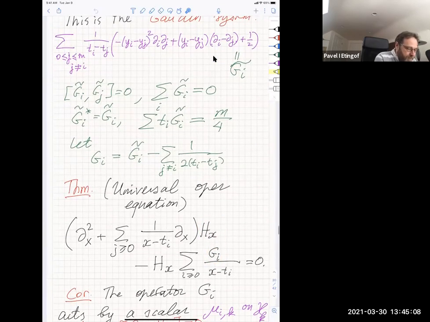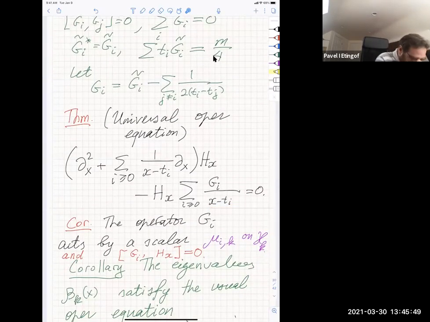So this equation has the form: we have this dx squared plus the sum over i greater or equal to 0 of 1 over x minus ti times dx. So this is a kind of universal expression, which doesn't depend on anything, applied to h. And this is equal to h times the sum of gi divided by x minus ti.